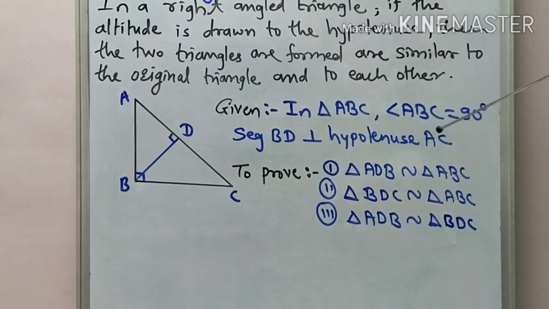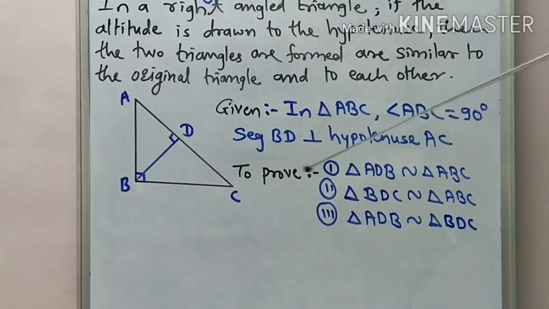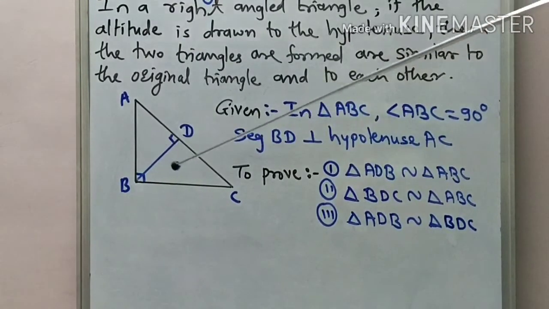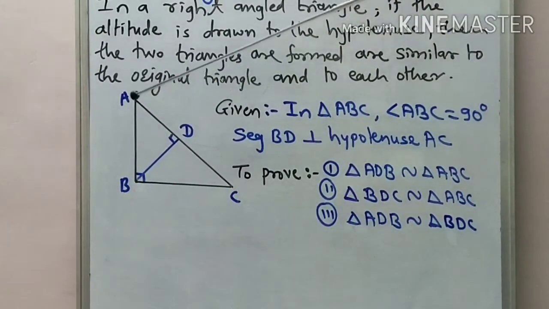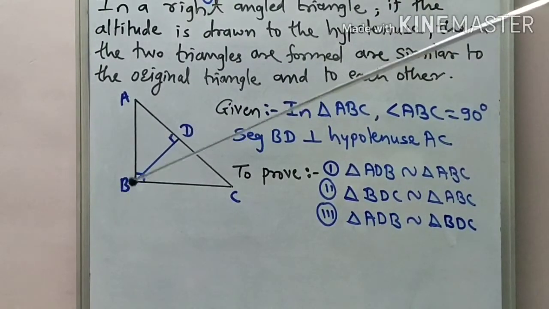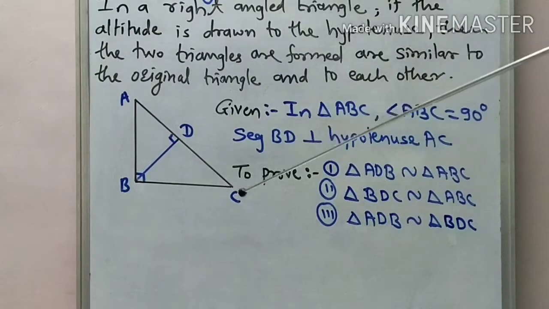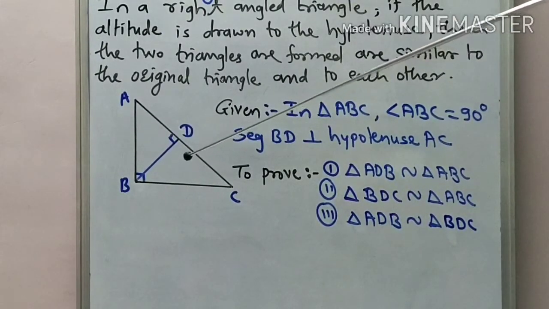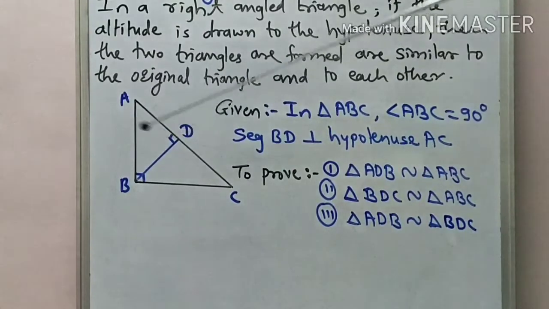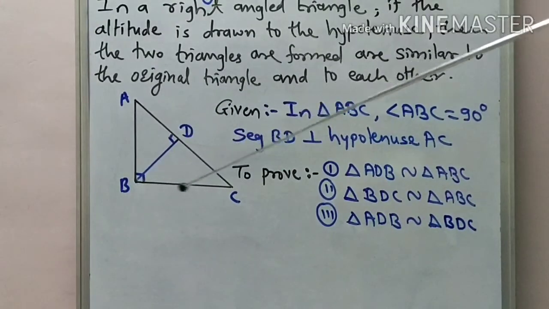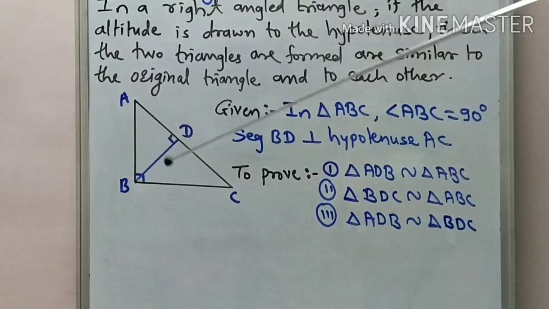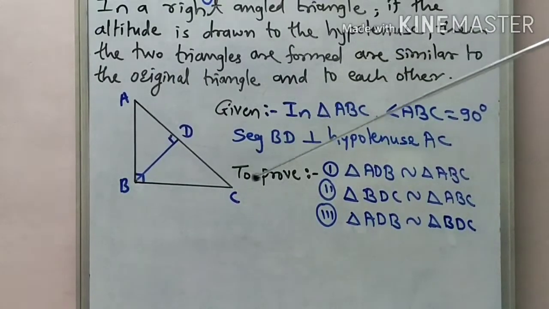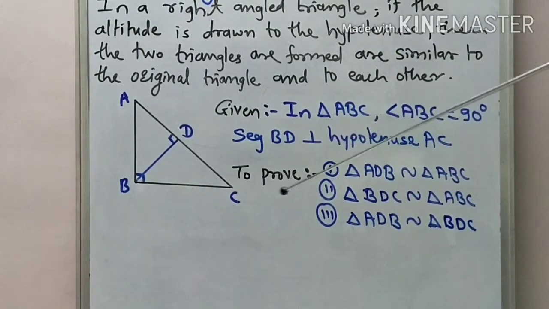to hypotenuse AC. Okay, and then we have to prove that the triangles formed here, as we notice, students, triangle ADB and triangle BDC, are similar to the original triangle, that is, similar to triangle ABC, and also that the two triangles are similar to each other. That we have to write down in the proof part.